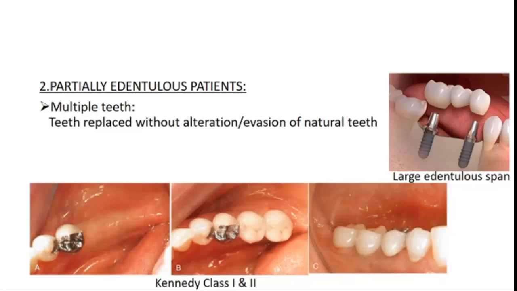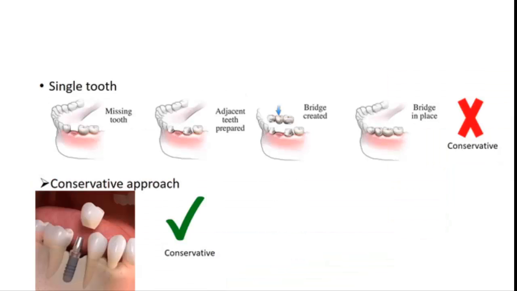The second is partially edentulous patients with a single tooth or multiple. Single tooth or bridge prostheses. Especially in the posterior teeth, if a distal extension is missing, then implants become a perfect indication.